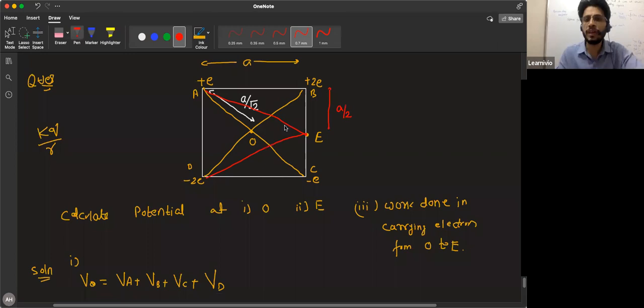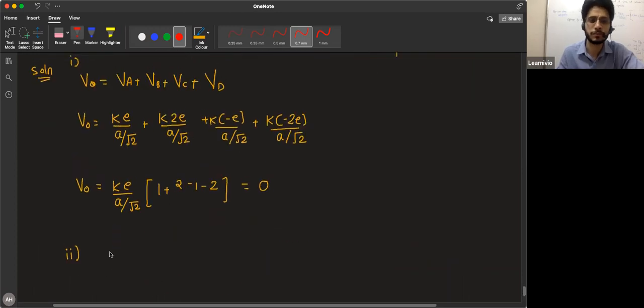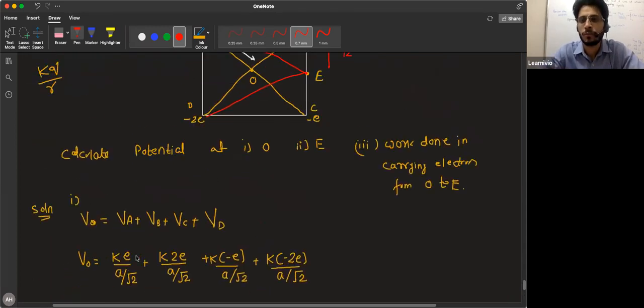So for calculating potential, I will need this separation AE. Minashi, how will you calculate this separation AE?